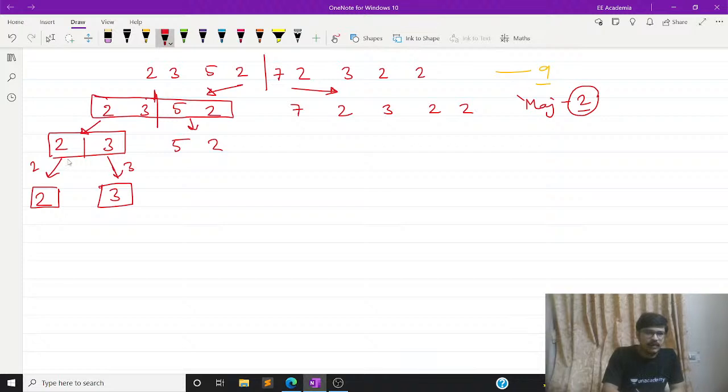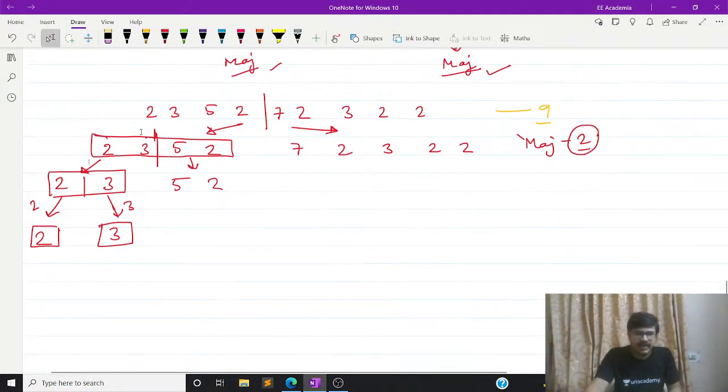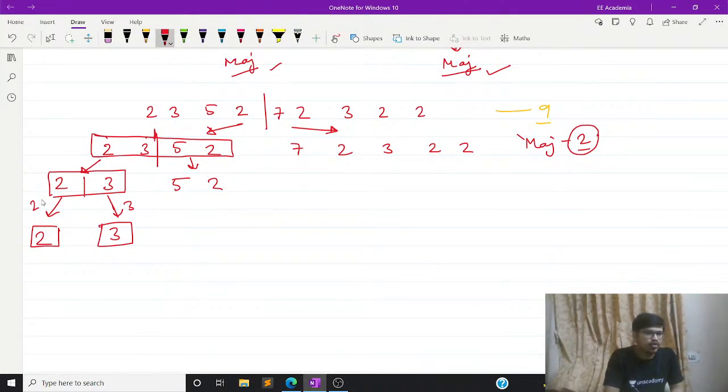Now when you come back here, you see that the majority element of the left half is 2 and the majority element of the right half is 3. Now you cannot decide because the majority elements in the left half and the right half are different. So you don't know what the majority element is. The idea is, I will consider that 2 might be the majority element in this array. So I will count the frequency of 2 in this array.